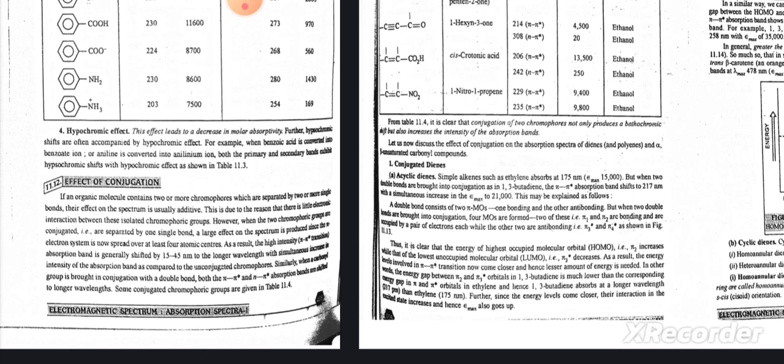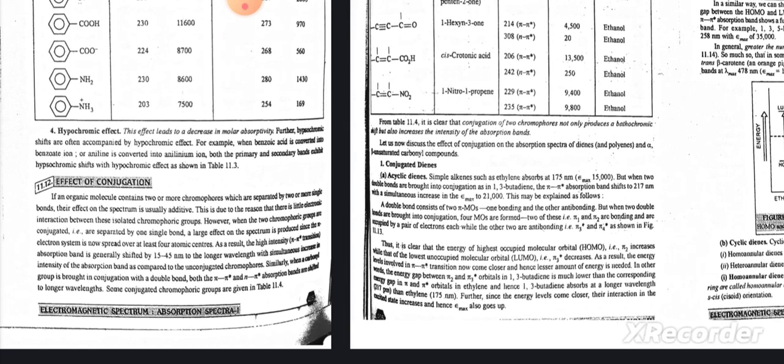However, when the two chromophoric groups are conjugated, that is, are separated by one single bond, a large effect on the spectrum is produced, since the pi electron system is now spread over at least 4 atomic centers. As a result, the high intensity absorption band is generally shifted 15 to 45 nanometer to the longer wavelength, with a simultaneous increase in the intensity of the absorption band as compared to the unconjugated chromophores.